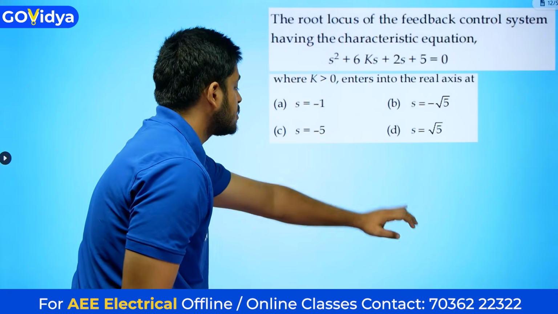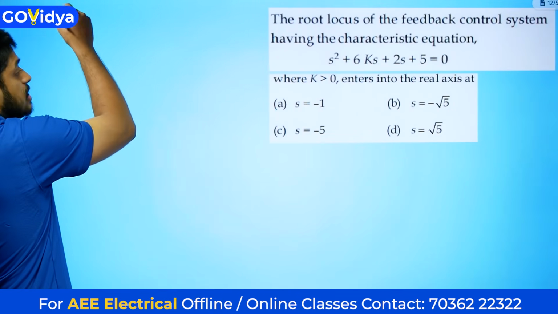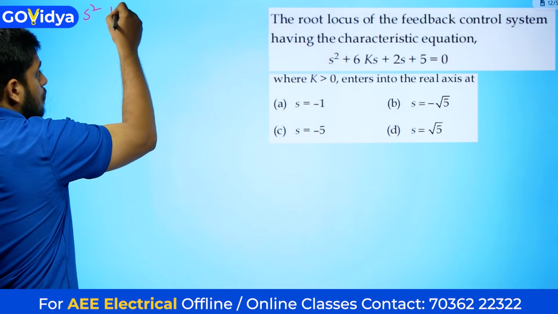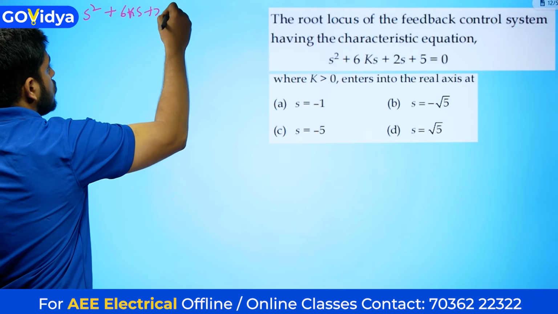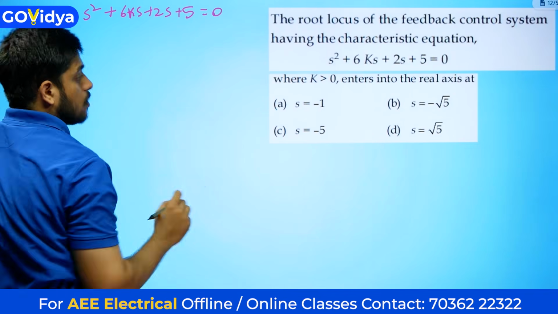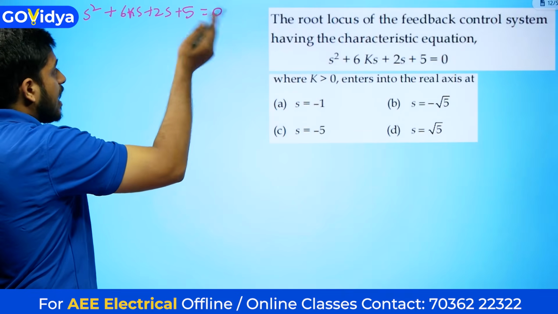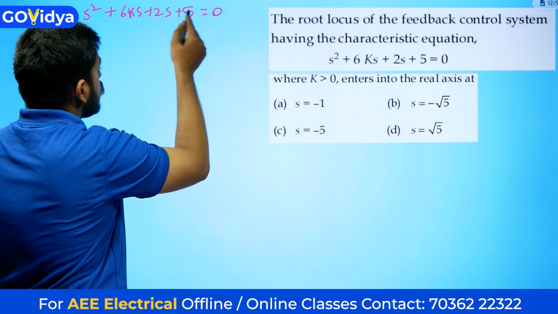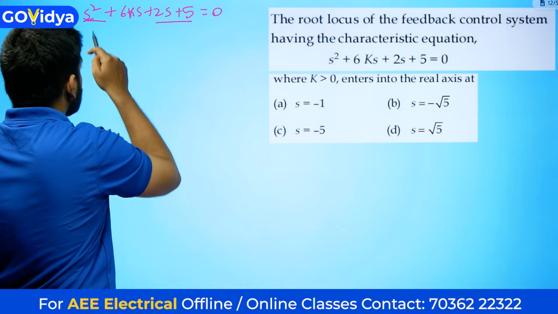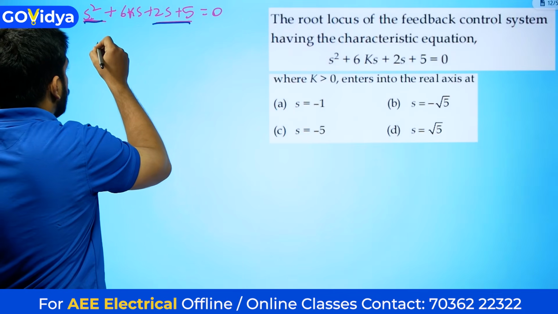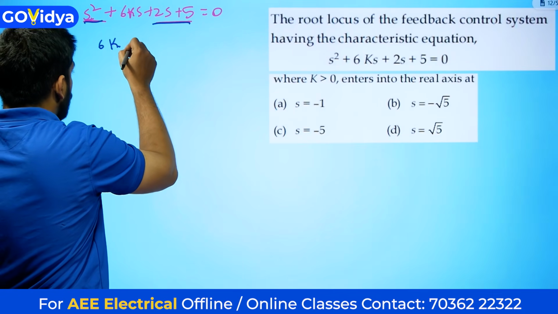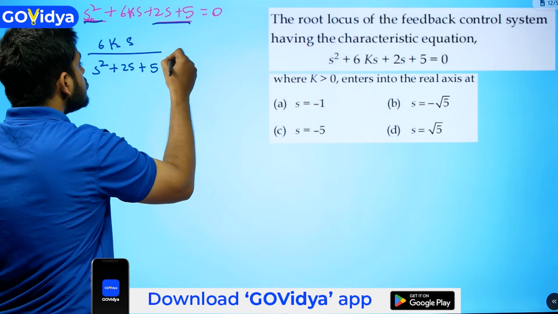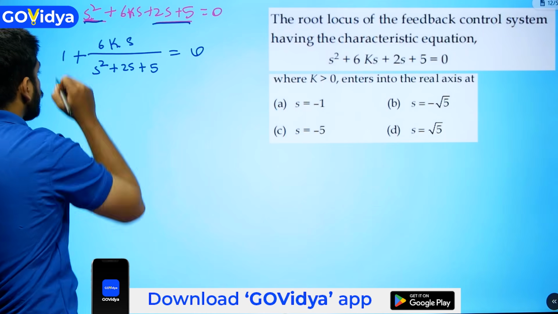Before that, let us construct the root locus for these equations. First step, the equation given is s square plus 6k s plus 2s plus 5 is equal to 0. This is the first step. Let us determine it in the k f of s form. So dividing both sides by s square plus 2s plus 5, we are going to get 6k s by s square plus 2s plus 5 equals 0, so we get 1 plus.